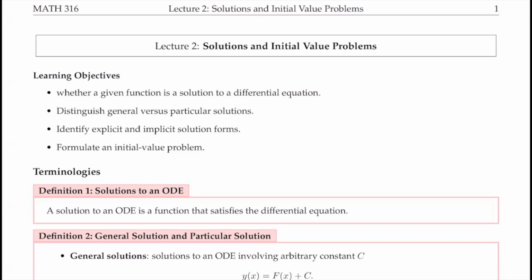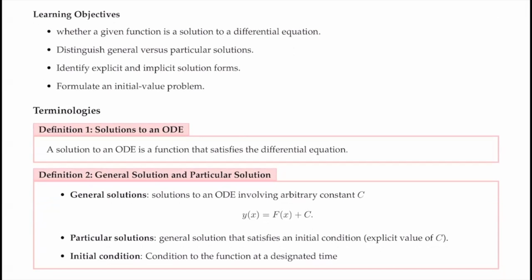All right. So terminologies, first of all, is the solutions to an ordinary differential equation. Again, ODE means ordinary differential equations. So a solution to an ODE is the function that satisfies the differential equation. Very similar to what you have seen when you took college algebra or pre-calculus. To verify that a value is a solution to an equation, you just substitute that value back into the equation, and hopefully you obtain a true statement at the end. So that's how you verify a solution.